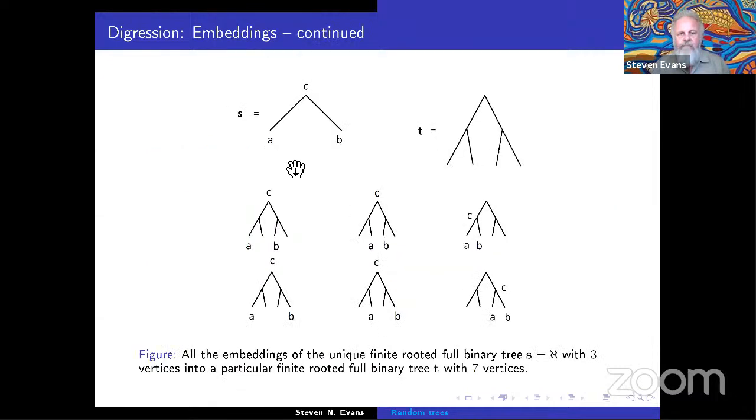So let's just have a picture here. Let's suppose that S is this tree that we've been calling Aleph, that has just two leaves, and T is this full binary tree that has four leaves and seven vertices. Then here's the collection of all ways of embedding S into T. Okay, so here's all the ways that we can sit S into T, so that leaves of S are mapped into leaves of T. So this is what we mean by an embedding. Okay, so is the concept clear there?